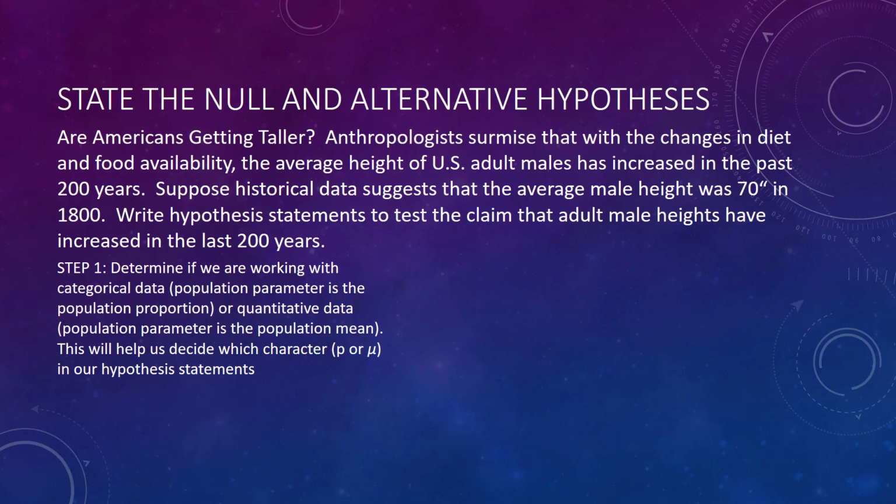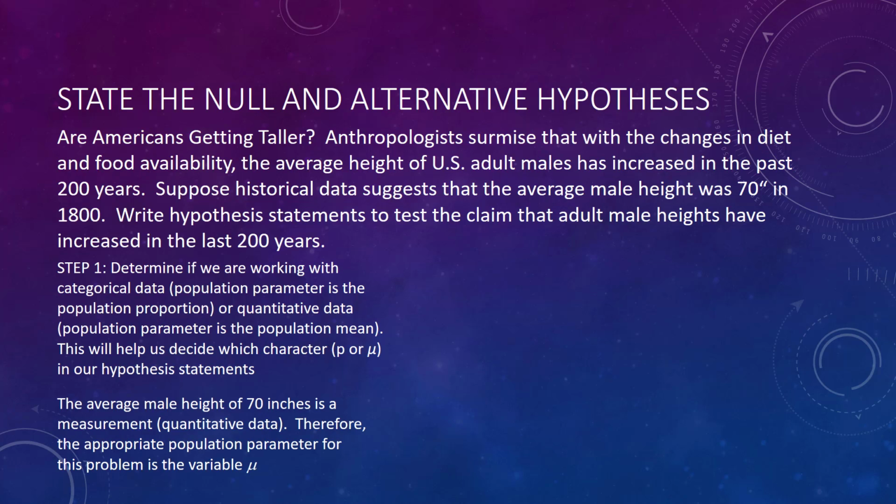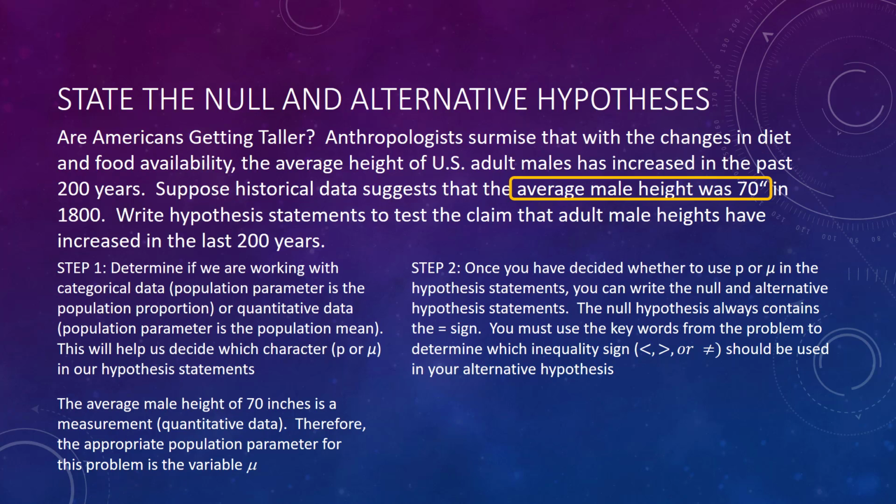Remember, our first step is to determine if we are being given categorical data or quantitative data. The average male height of 70 inches is a measurement. This is quantitative data. Therefore, we have to use the symbol mu to represent our population parameter, which is the population mean. Now that we've decided to use mu, we can start to write our null and alternative hypothesis statements. Remember, the null hypothesis always contains the equal sign. Then we have to use the words from the problem to determine which inequality sign, less than, greater than, or not equal to, should be used in the alternative hypothesis.